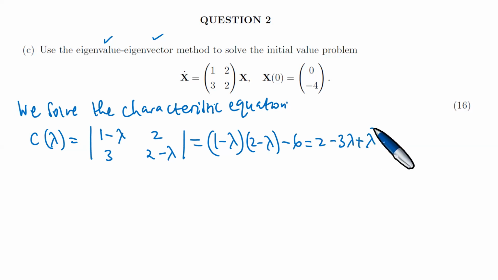I need to make sure I'm getting the correct answers because I've not done this question before, so I need to be very careful. So 2 minus 6 is minus 4. I need to make sure that it really works out to this, otherwise you'll go on with the wrong thing. So that is that: minus 3 lambda plus lambda squared minus 4, which is lambda squared minus 3 lambda minus 4. So yeah, it's correct.